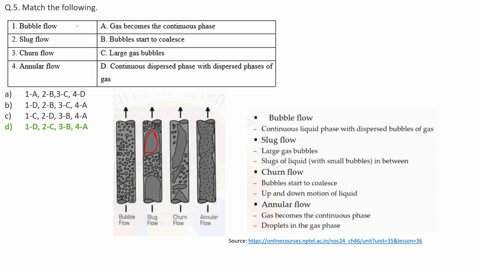So bubble flow will be option D. It has a continuous liquid phase with some bubbles. Slug flow, the second one, has large gas bubbles, so option C. Churn flow, the bubbles start to merge. And annular flow is where gas becomes the continuous phase. So from that we see option D is the correct answer.